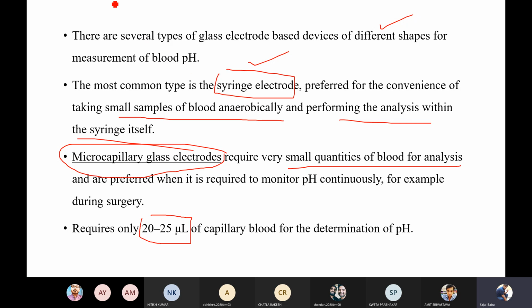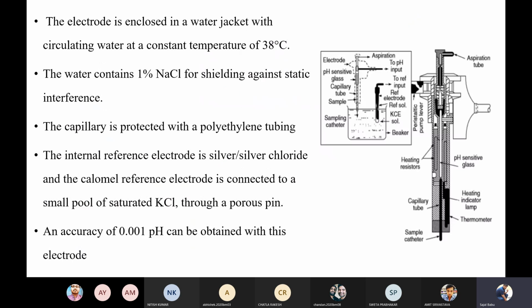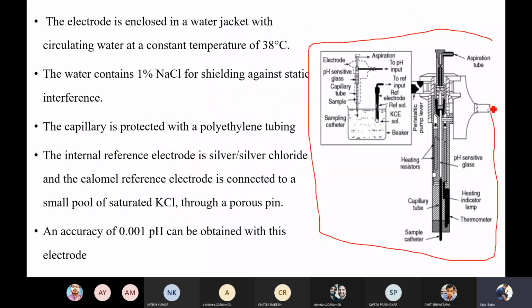And the advantage with microcapillary electrodes is that they require a very small quantity of blood, that is up to 20 to 25 microliters. So if there is a need for measuring the pH continuously, like when doing surgery, we can continuously take 25 microliters of blood from the capillary and do the measurement. So let us see the construction here. You can see on the right side here, are you able to see the image?